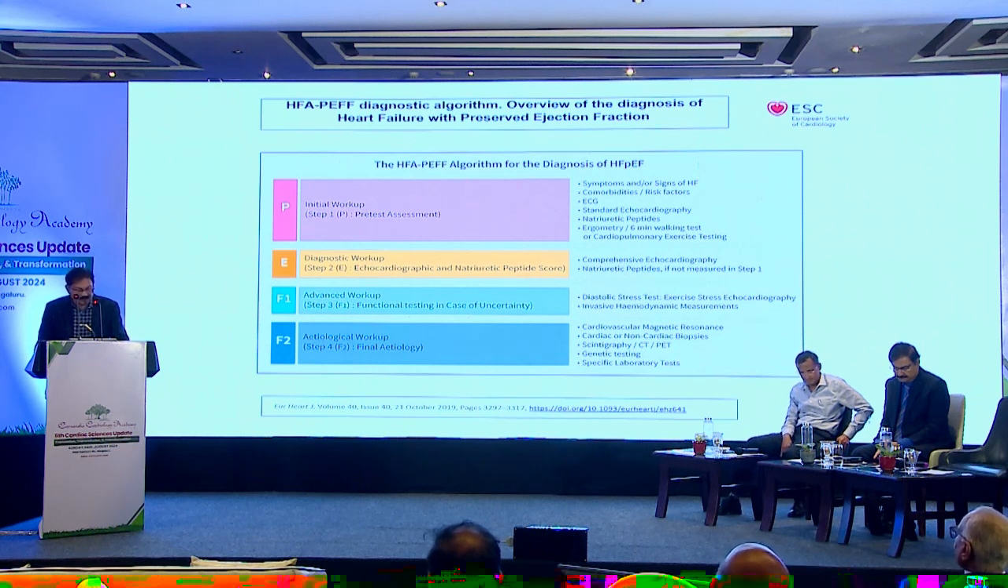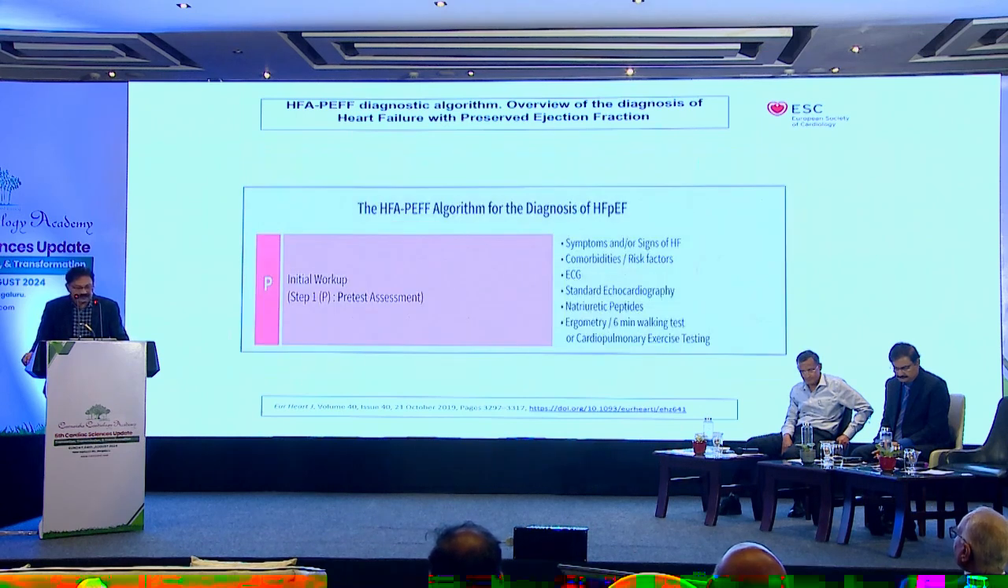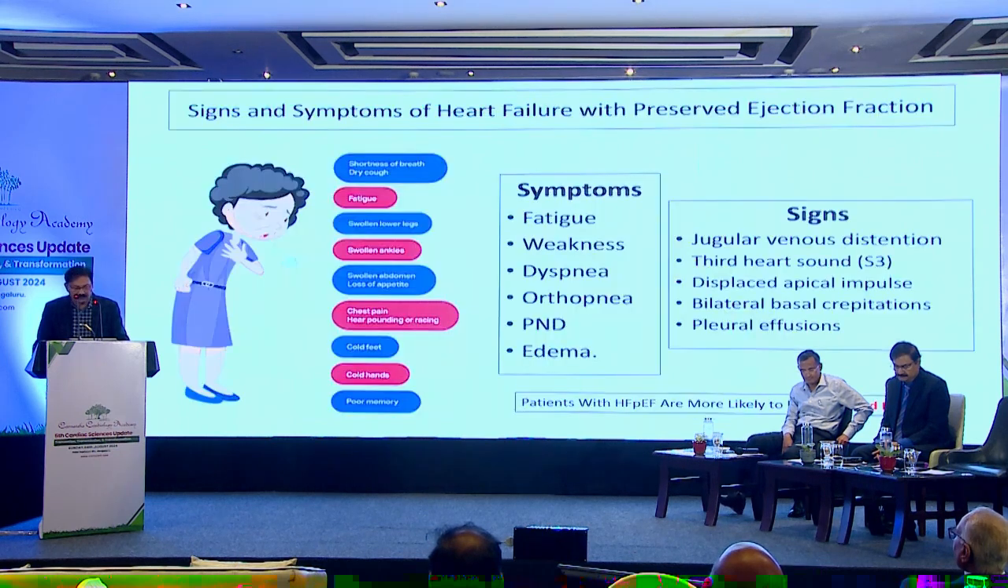Next up will be the diagnostic workup, advanced workup, and then etiological workup. So let's quickly rush through all these parameters. The first segment is looking at the ECG and then the standard echo, natriuretic peptides, and then the 6-minute walk test and CPET, which is the P segment or the initial workup. Obviously the signs and symptoms, I think Srikanth has already dwelt on this. The symptoms are basically fatigue, weakness and so on. Signs are the elevated JVP, third heart sound or a gallop, displaced apical impulse, bilateral basal crepitations and pleural effusions.